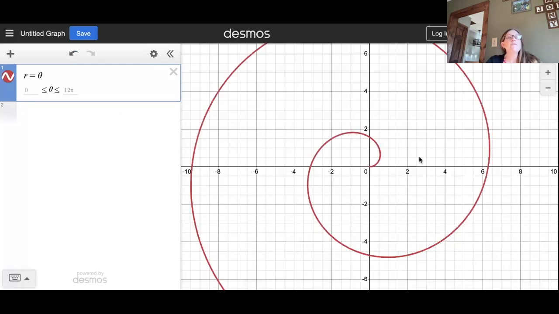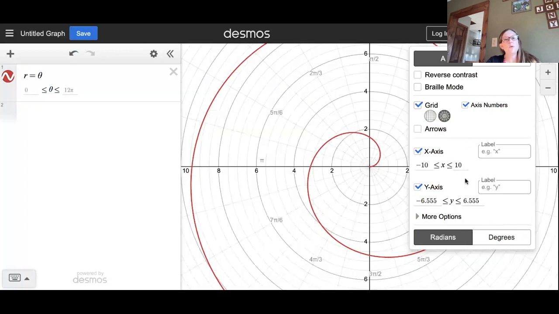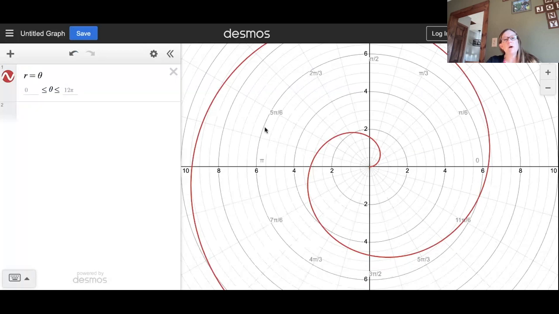Right now my graph is in the Cartesian coordinate system. If I go ahead and click the graph settings, a little wrench, I can change it into polar coordinates. And what I like about this is it certainly gives you around the outside our unit circle pieces, and we can see the decomposition of the circles themselves. There's also a lot of cool features here as well.